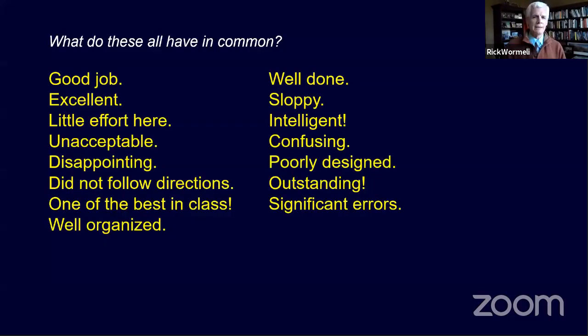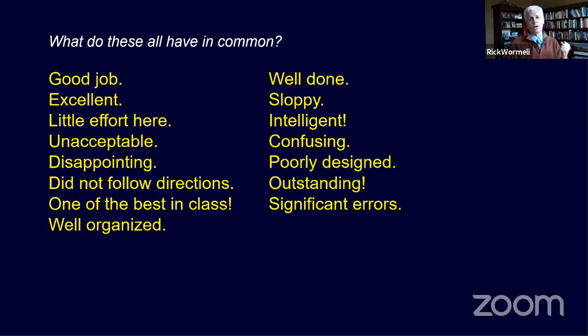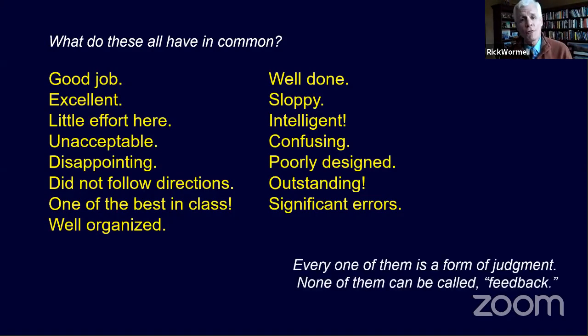So given all that, do any of these have something in common? Let's take a look. All right, how about one or two of you just release the mute bar and let's hear what you have to say. What do they all have in common? They're all forms of? Judgment. You got it. First one out was a Y chromosome, thank you for that. We have judgment, they're all forms of judgment.